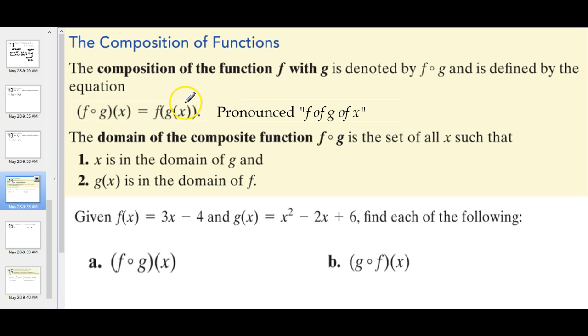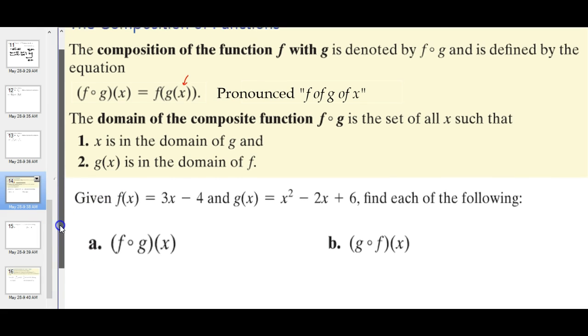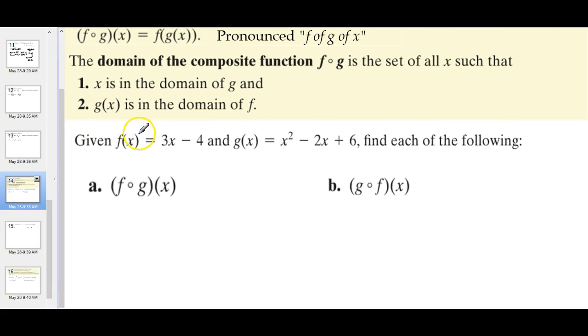So what it looks like here is x is going into g, right? And then this entire function's output, g of x, is what's going into f, okay? So let's just show you so you can kind of see it done so you can practice. So this is f takes an input, triples it, subtracts 4. G takes an input, squares it, doubles it, subtracts those two, and then adds 6.